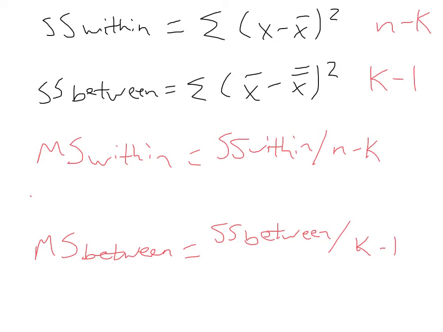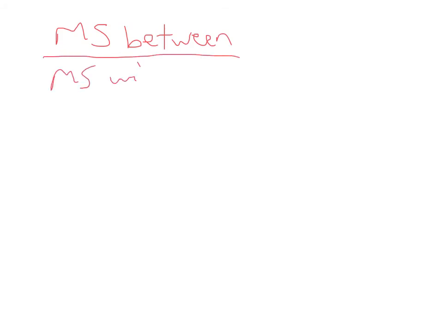Okay, so now we have a mean squared value within and a mean squared value between. If you took the ratio of those two, particularly the ratio is mean squared between divided by mean squared within, okay? Mean squared between divided by mean squared within, you would get an F statistic. Okay? An F statistic is a comparison of variances.